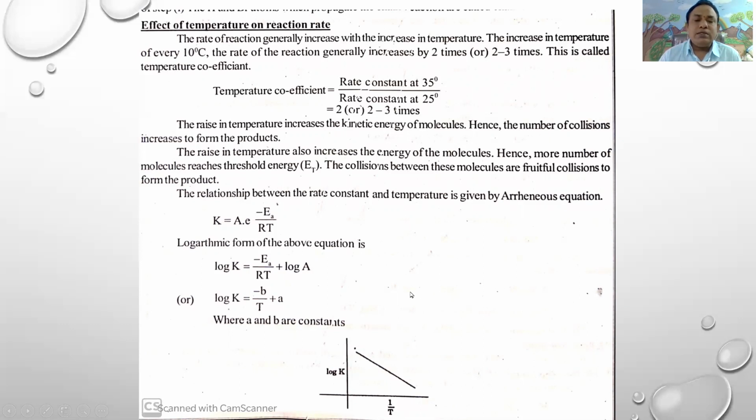Here the intercept point, the intercept value, is equal to log A.